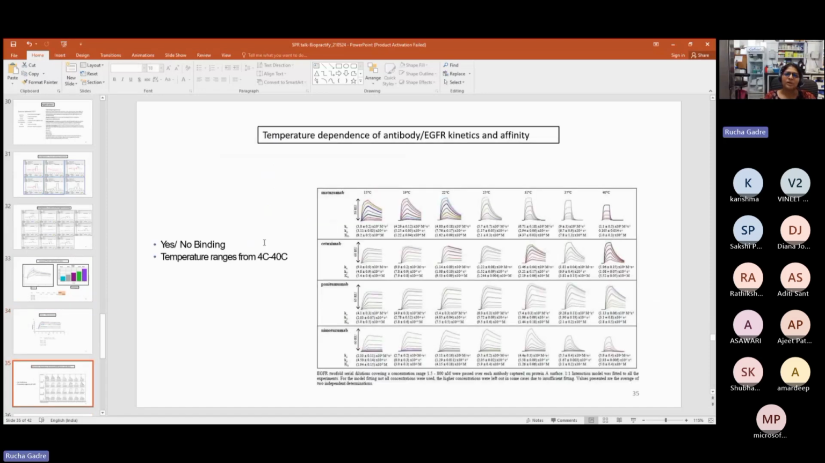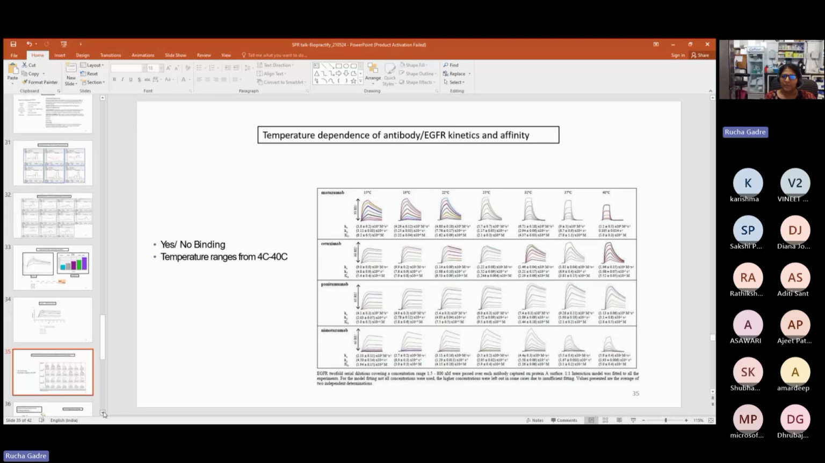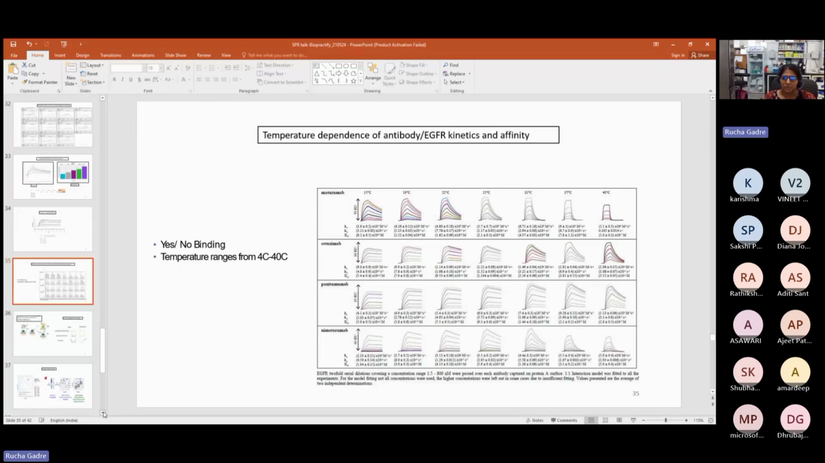Also, we can do temperature-dependent studies. In SPR, particularly in the Biacore T200, the temperature can range from 4 degrees to 40 degrees Celsius. In that range, we can study interaction kinetics variation, whether it is temperature dependent or not. So this kind of study can also be done.